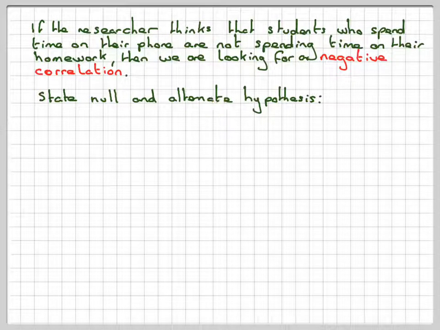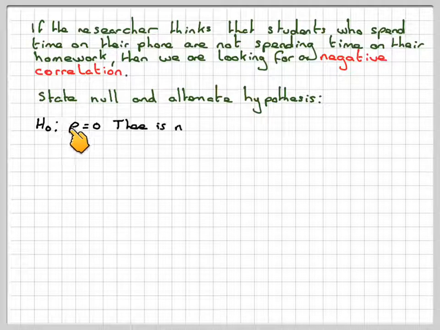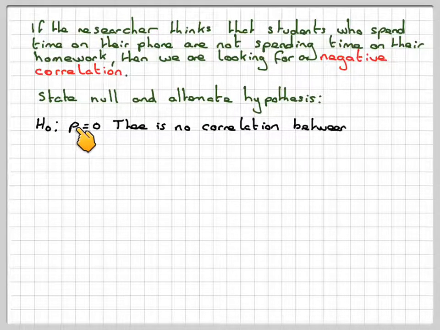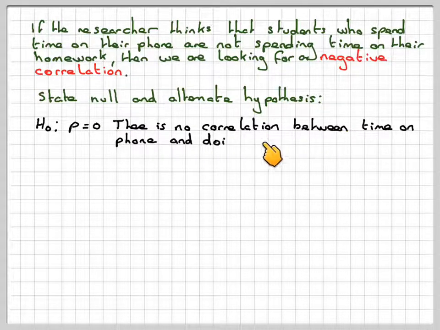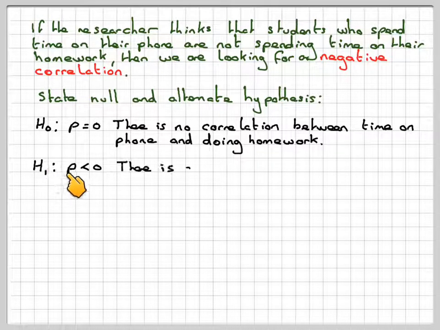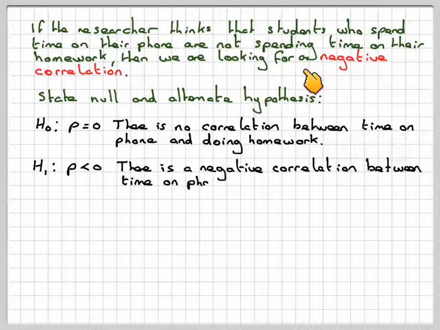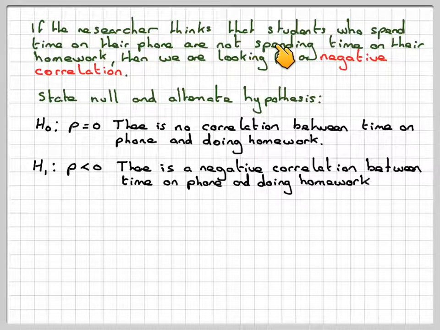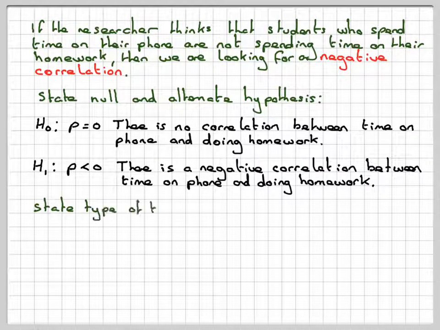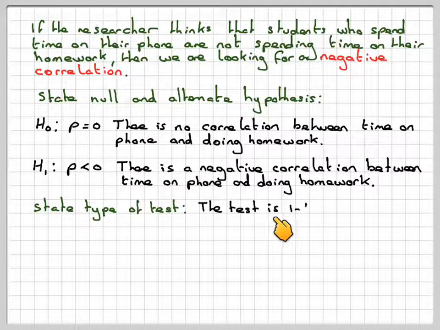Or if we're doing more time on our homework, we're spending less time on our phone. So H0, the null hypothesis, is that the correlation coefficient rho for the population is 0, i.e. there's no correlation between the time on the phone and doing homework, and H1 is that rho is less than 0, there is a negative correlation, i.e. more time spent on their homework, the less time spent on their phone, and vice versa. This is called a negative correlation between the time on the phone and doing homework. State the type of test. Because we're looking for a definite decrease, the test is one-tailed.